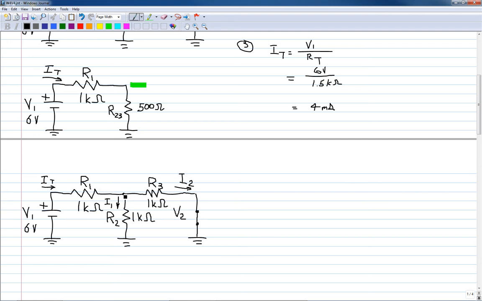Now, that says I total is 4 milliamps. It flows through R1 and at this junction splits into I1 and I2. We can find the current I1 through R2 by using the current division rule, since R2 and R3 are in parallel. So our step number 4, I1 is equal to I total times R3 divided by R2 plus R3.